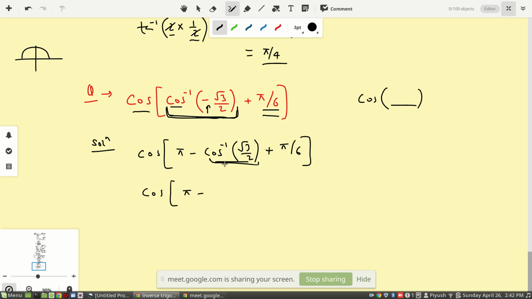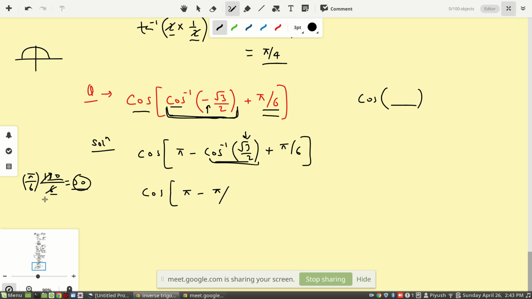By asking a question to yourself: at what angle is cos theta root 3 by 2? The answer is 30 degrees, which in pi form is pi by 6. You know that pi is 180, so how much is 30? It is 180 by 6, so 30 can be written as 180 by 6, and 180 can be written as pi.